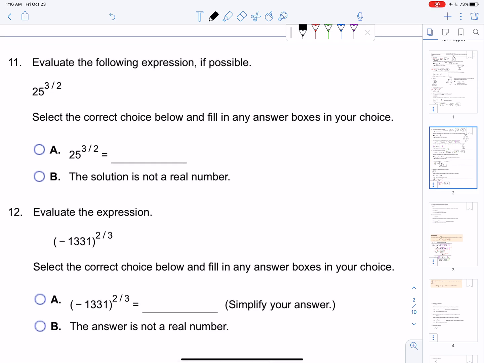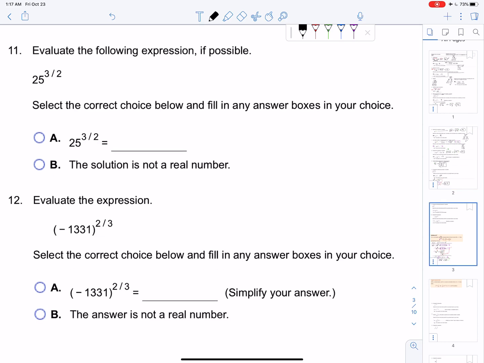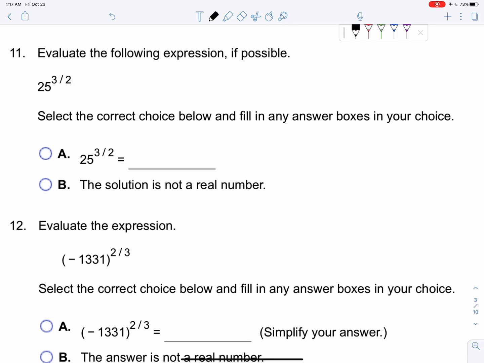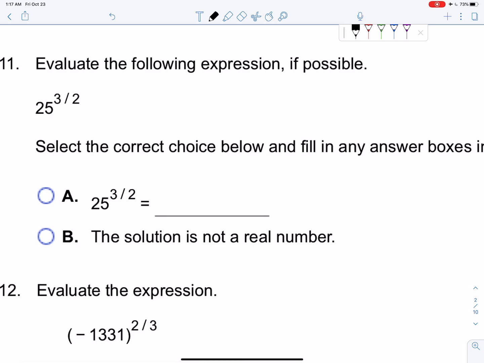Okay, number 11, it says evaluate the following expression. I've got a jacket on here and it's getting hot, so this math is hard work here. So anyhow, this says number 11, evaluate the following expression if possible. Once again, 25 to the 3/2 power is kind of hard to wrap my brain around, right? Conceptually, what the heck is that? But fortunately, we have the ability to write it as a radical.